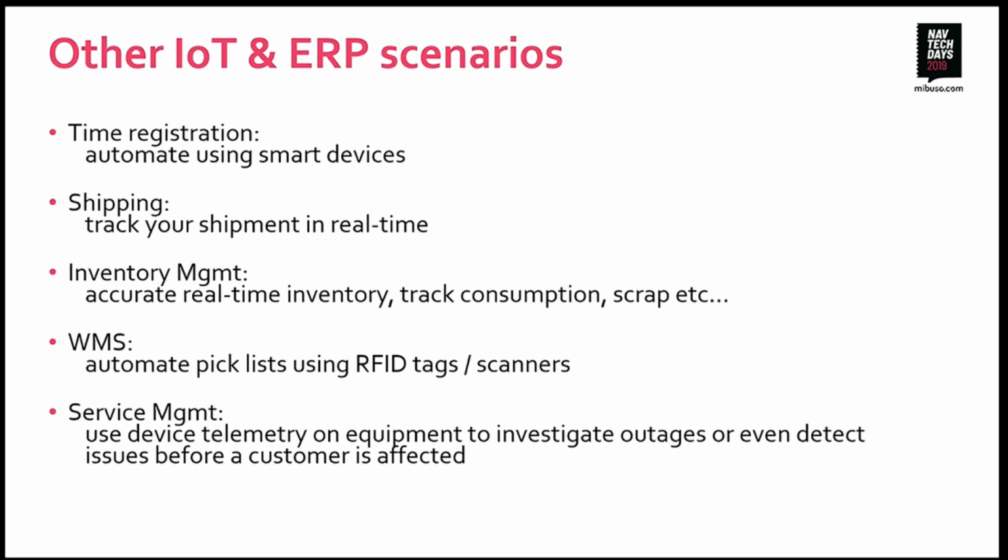Inventory management, real-time inventory, no more counting all your stock every week or every month. You can track consumption of production processes, how much scrap you produce. You can use it in a warehouse to automate pick lists using RFID tags. And a big one as well is in service management. So modern equipment is typically full of sensors that emit data. So if you detect anomalies, you can detect problems before they occur and send out service people before the machine breaks down and your customer can't work anymore.